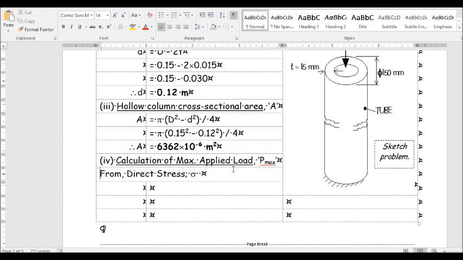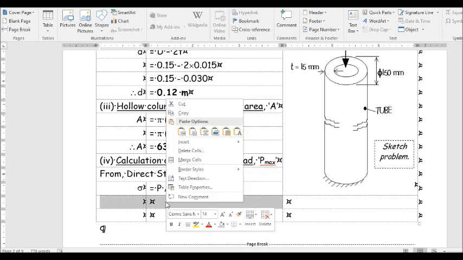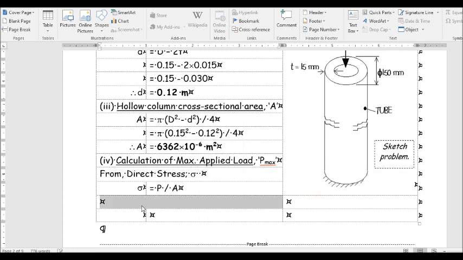So from the direct stress formula, lowercase sigma, write it here, insert the symbol, lowercase sigma is equal to P divided by A. Merge this row here. Rearranging for maximum load or force Pmax. Make that subscript.